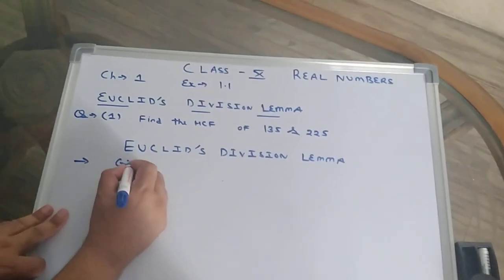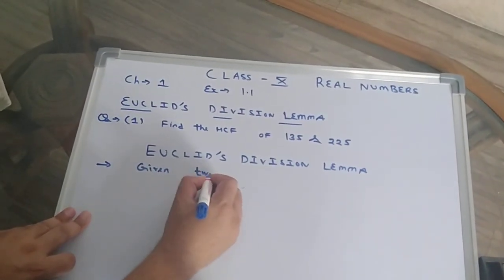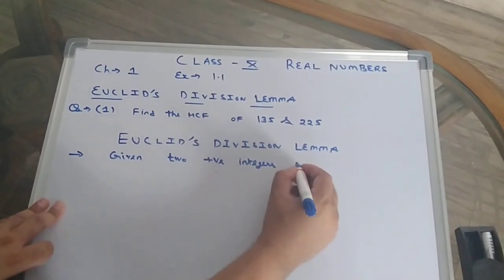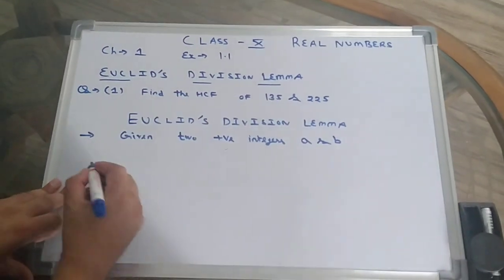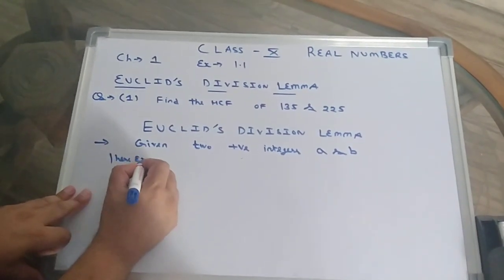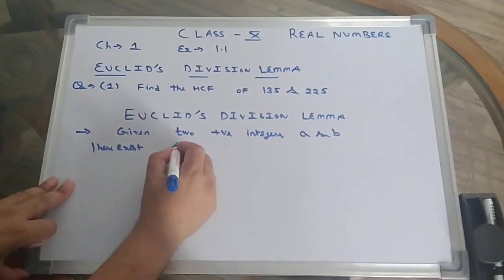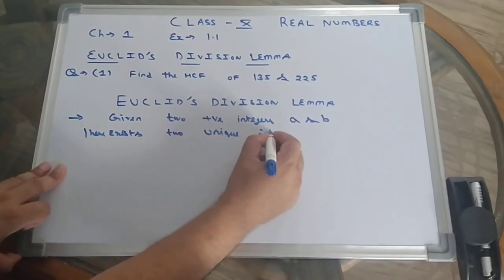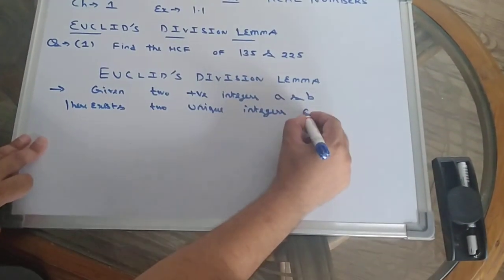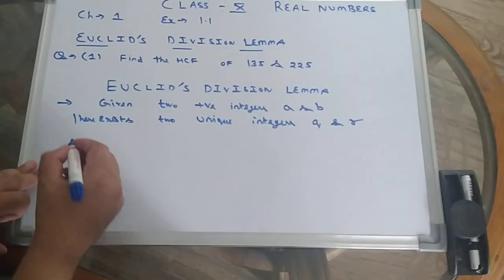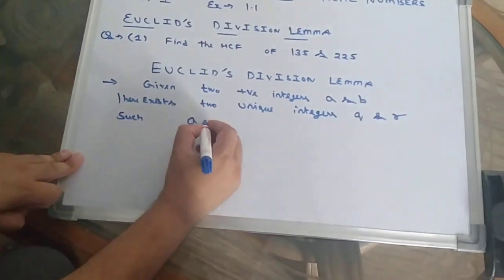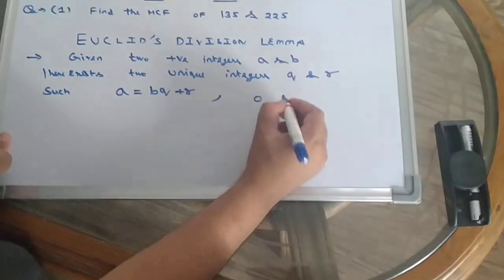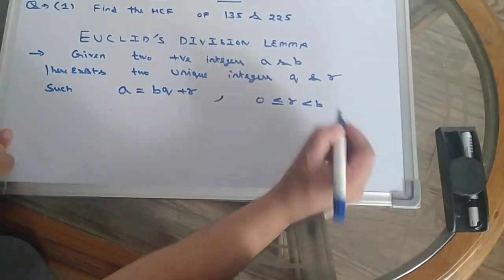Given two positive integers a and b, there exist two unique integers q and r such that a is equal to bq plus r, where 0 is less than or equal to r, and r is less than b.